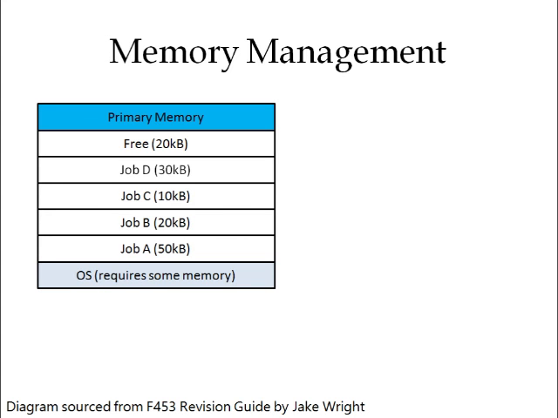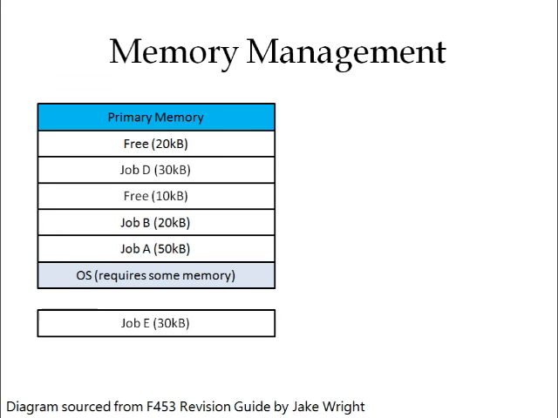A job must be stored in the computer's memory in order to be processed. Primary memory can be imagined as a stack, which is a last-in, first-out data structure. Here is an example of primary memory. The OS has its own reserved memory, called wired memory. Suppose that job C terminates and job E in the ready queue requires 30 kilobytes of memory.